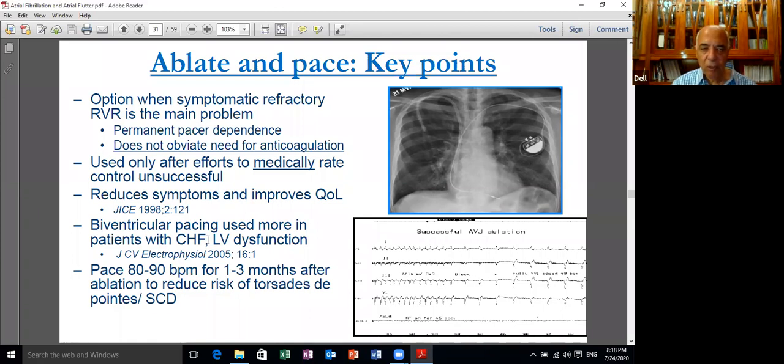And as I told you, after ablation, you should keep the heart rate, the ventricular rate, on the higher side of normal, 80 to 90, for several months, and then gradually decrease it down to 70 or 60 in order to avoid the dispersion of the QT interval and the occurrence of torsades de pointes that can degenerate into ventricular fibrillation.